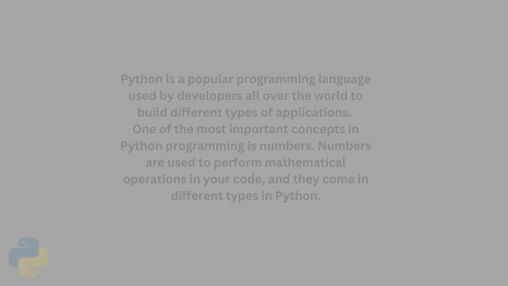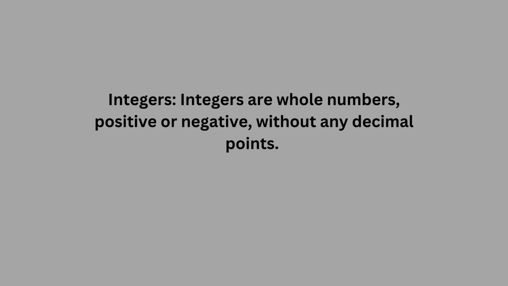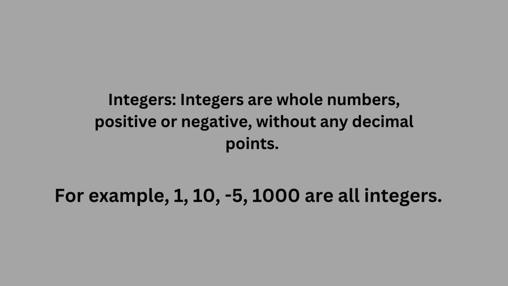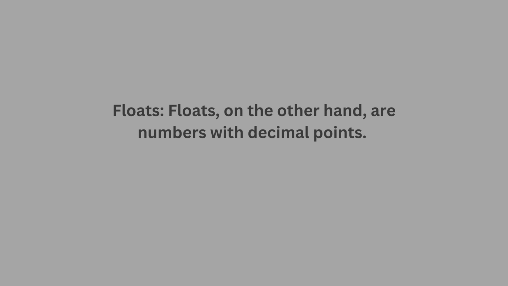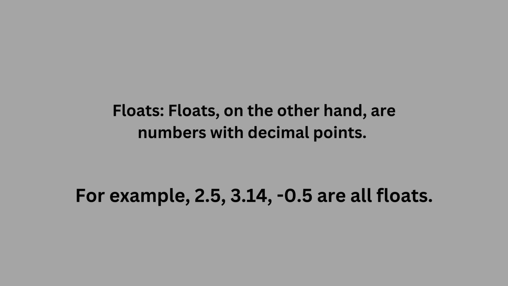There are three main types of numbers in Python. Integers. Integers are whole numbers, positive or negative, without any decimal points. For example, 1, 10, -5, 1000 are all integers. Floats. Floats, on the other hand, are numbers with decimal points. For example, 2.5, 3.14, -0.5 are all floats.